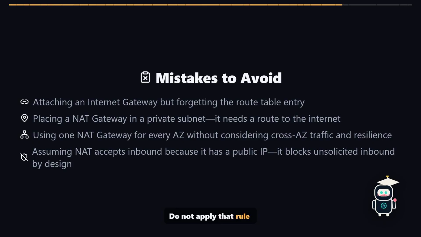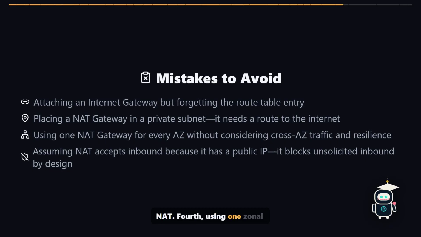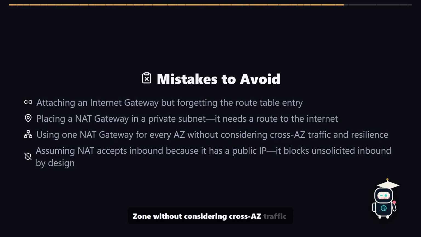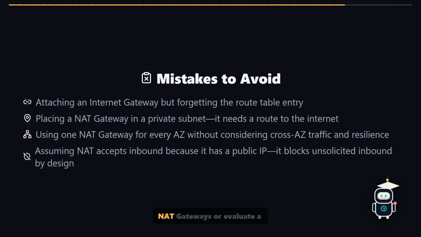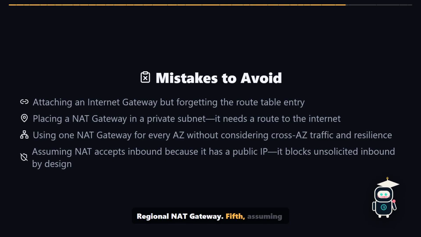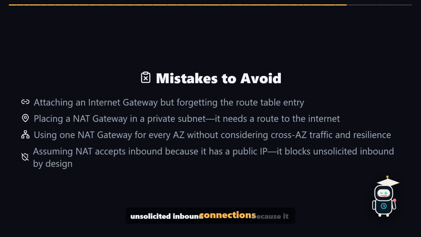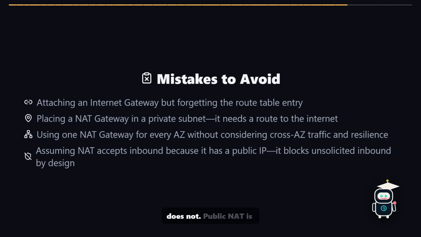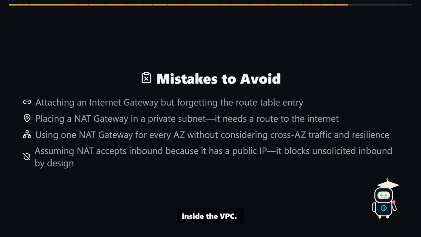Do not apply that rule to private NAT or regional NAT. Fourth, using one zonal NAT gateway for every availability zone without considering cross-AZ traffic and resilience. Use per-AZ zonal NAT gateways or evaluate a regional NAT gateway. Fifth, assuming a public NAT gateway accepts unsolicited inbound connections because it has an elastic IP. It does not. Public NAT is designed for connections initiated from inside the VPC.